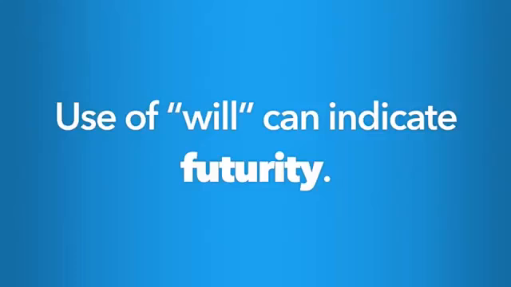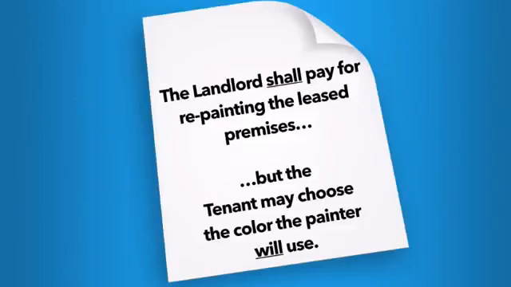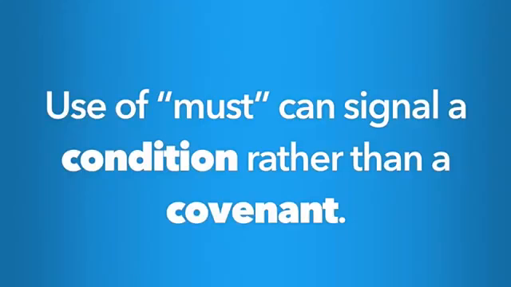Conversely, will can be used to indicate futurity, as in, the landlord shall pay for repainting the leased premises, but the tenant may choose the color that the painter will use. In that sentence, will does not create any obligation on the part of the landlord or the tenant, and the painter is not a party to the lease agreement between them, and so cannot be obligated under it. It merely indicates something that is going to occur in the future.